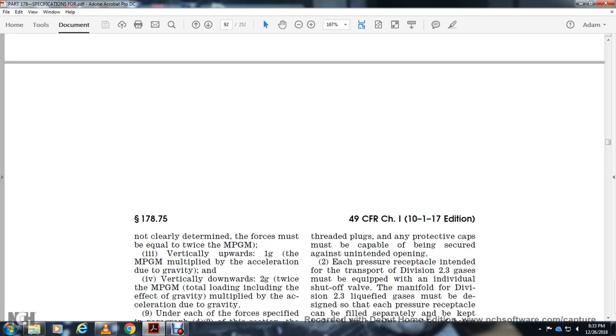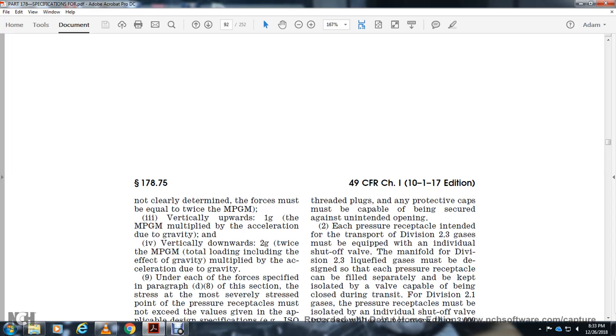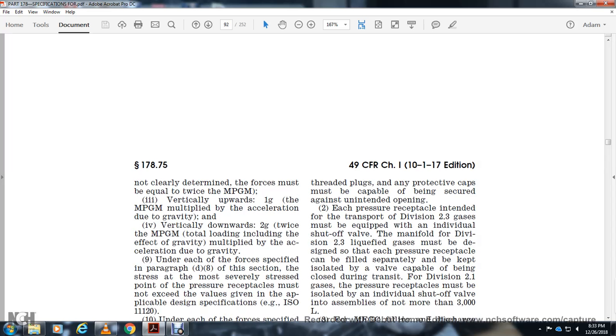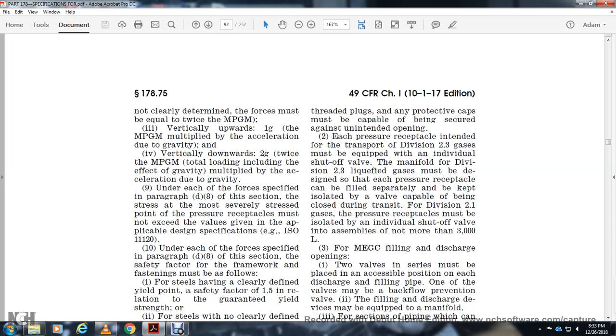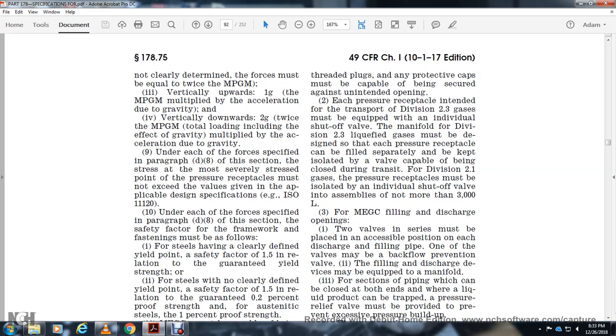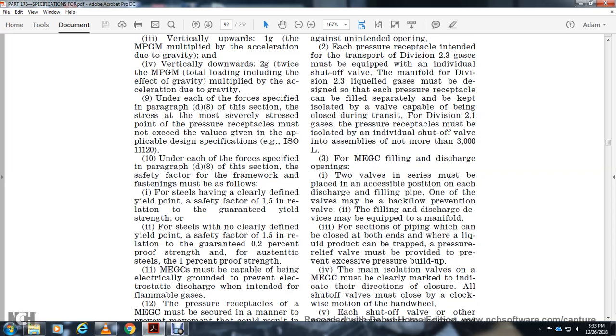Total loading, including the effect of gravity, multiplied by the acceleration due to gravity. Under each of the forces specified in paragraph D8, the stress at the most severely stressed point of the pressure receptacle must not exceed the values given in the applicable design specification, ISO 11120. Under each of the forces specified in paragraph D8, the safety factor for the framework fastening must be as follows. For steels having a clearly defined yield point, a factor of 1.5 in relation to the guaranteed yield strength. For steels with no clearly defined yield point, a factor of 1.5 in relation to the guaranteed 0.2 percent proof strength, or for austenitic steels, the 1 percent proof strength.